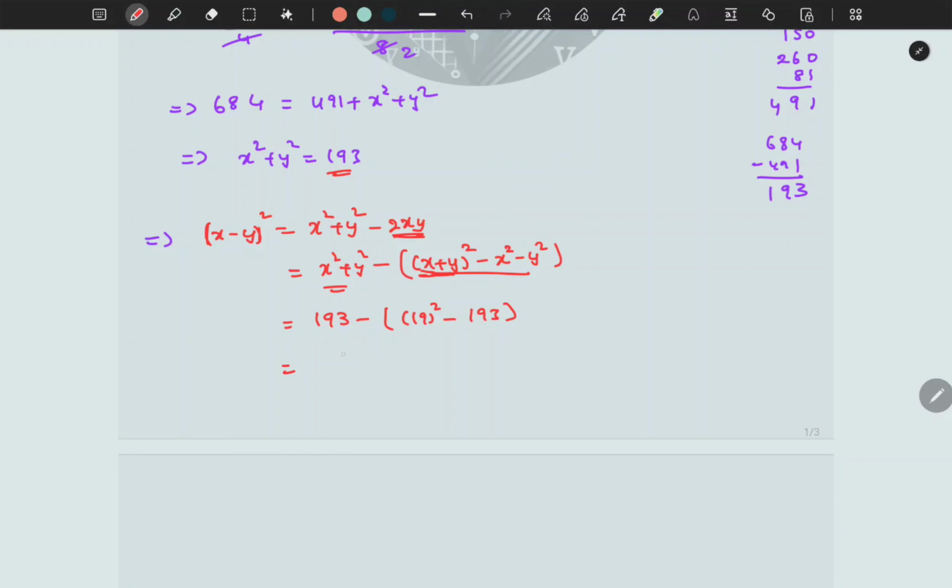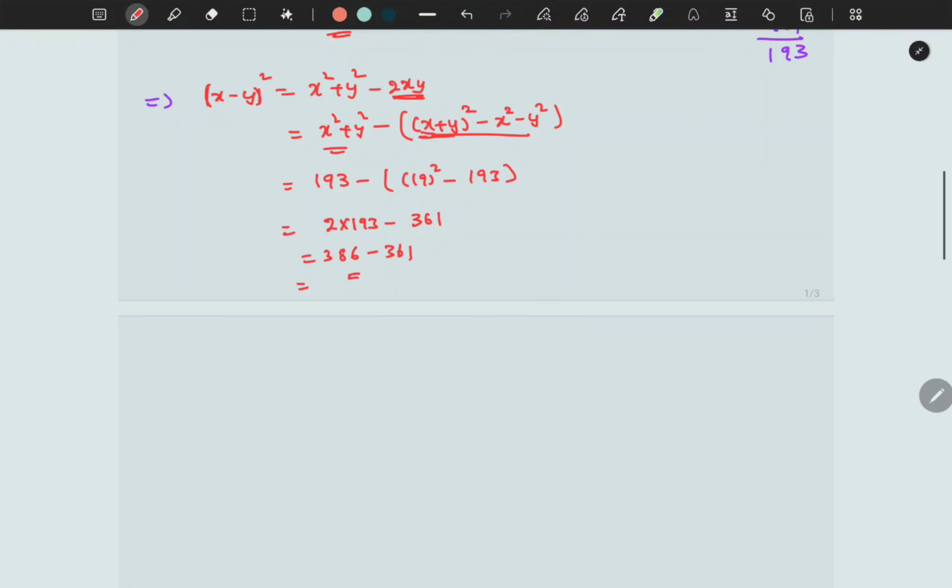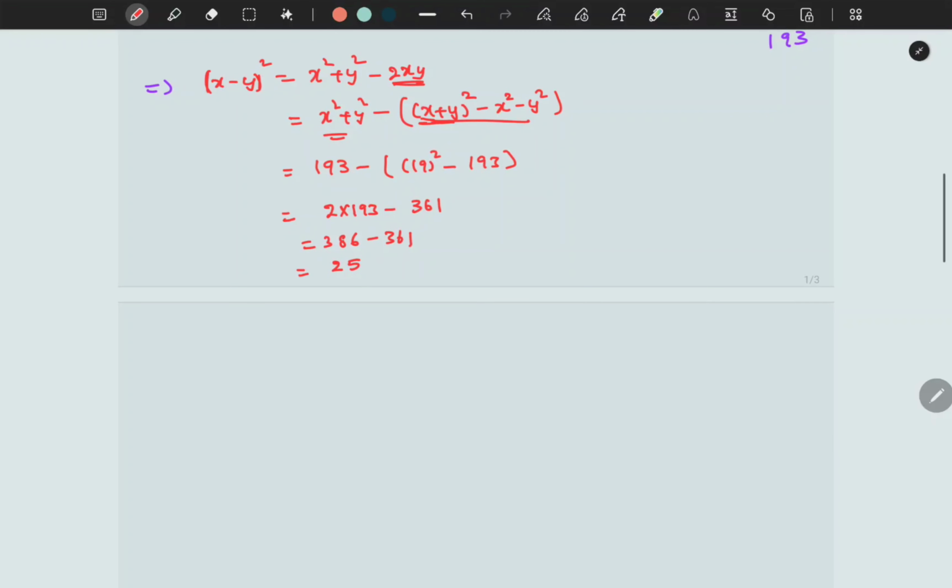So we get 193 plus 193, which is 2 into 193, minus 19 square, which is 361. 193 into 2 is 386. Now 386 minus 361 should be 25. So we have mod x minus y whole square equal to 25. That means mod x minus y will definitely be equal to 5, right?